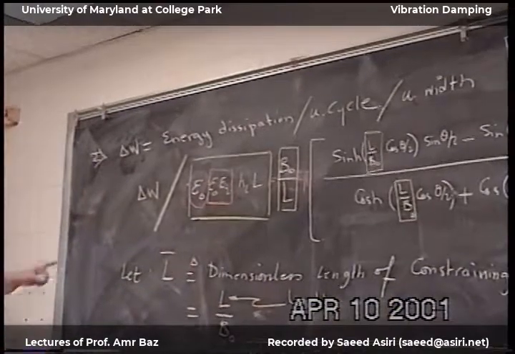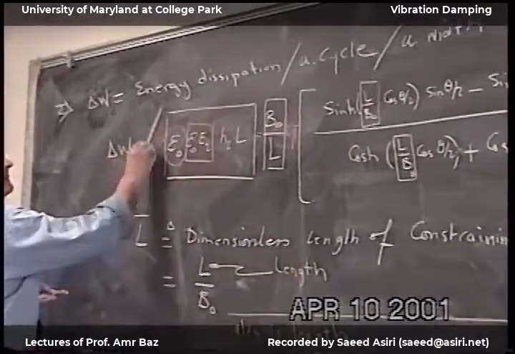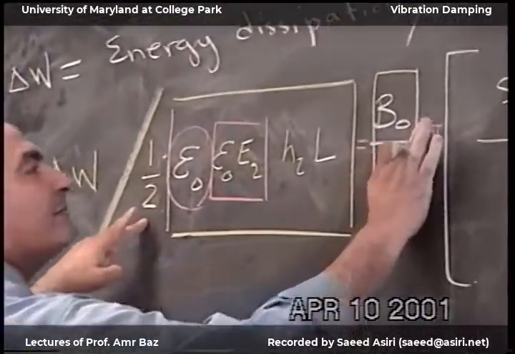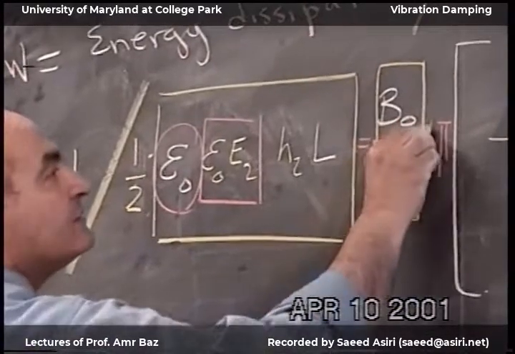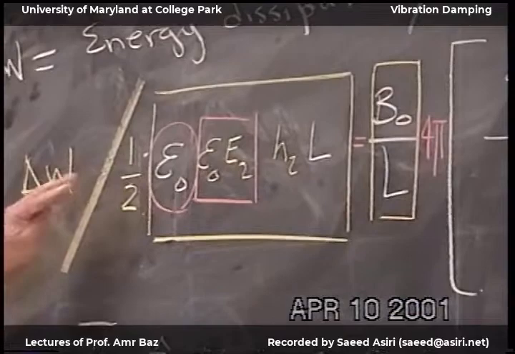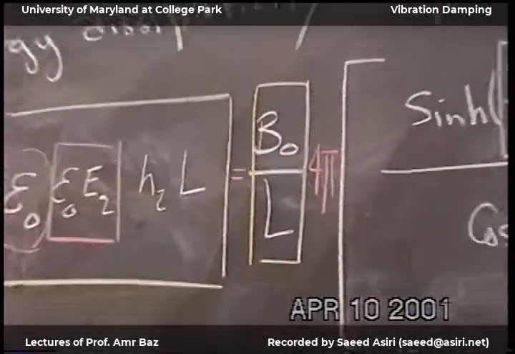And to make this energy, I'm going to multiply it by 1/2 here. And when we multiply by 1/2 here, I'll multiply here by 2. So this becomes 4. So now this number is how much energy we dissipate in the viscoelastic material.